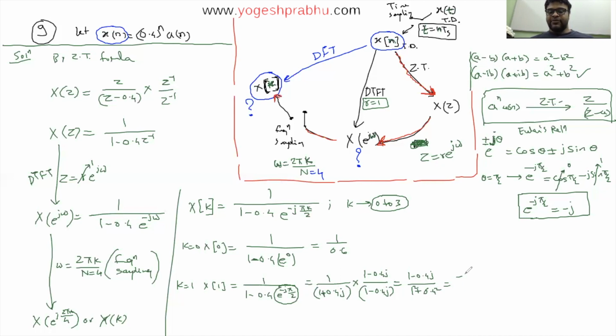I get this as 1 minus 0.4j divided by 1 plus what is 0.4 the whole square? 0.16, is that correct? We just multiply these two. Yes, for the 0.4 square, 0.16. So this whole term will become 1.16. So 1 over 1.16 times 1 minus 0.4j is this answer.